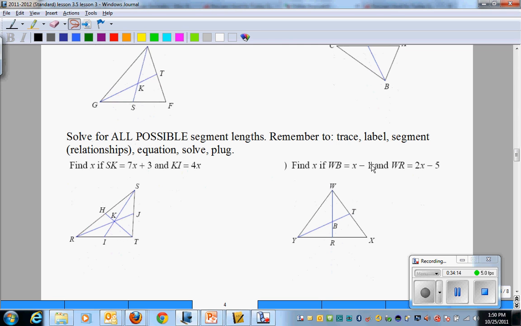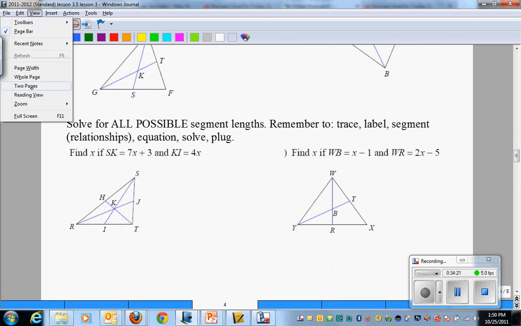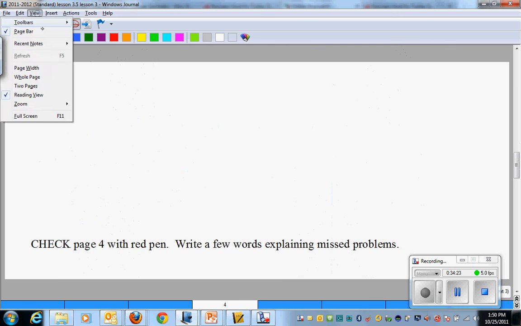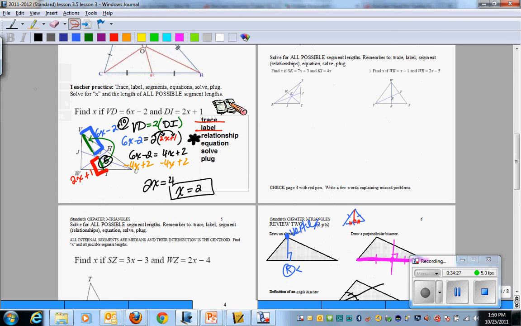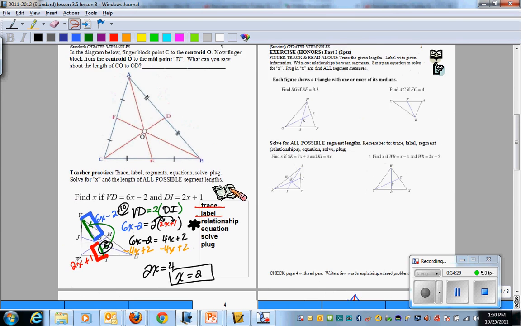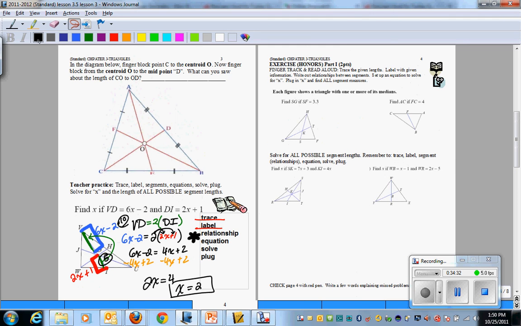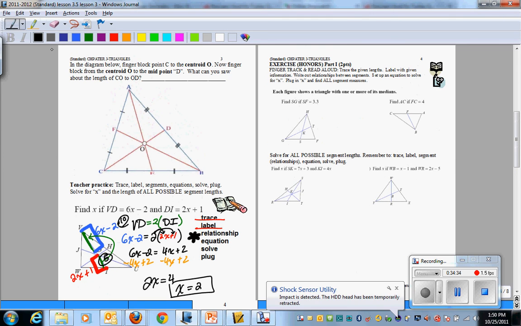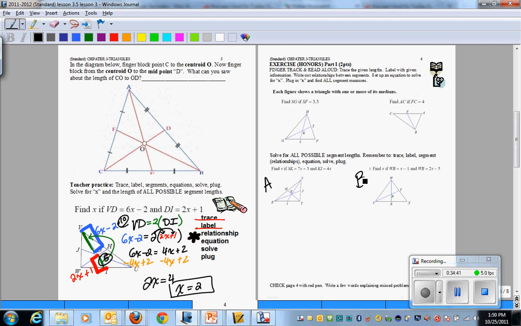All right, students, turn to pages 4 and 5. I want you to put these letters next to these problems, please. Page 4, bottom left, write A. Page 4, bottom right, write B.